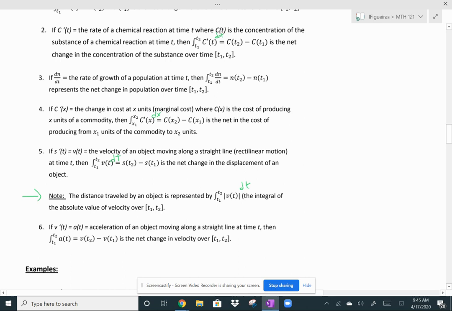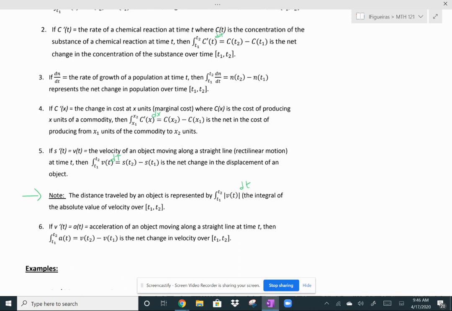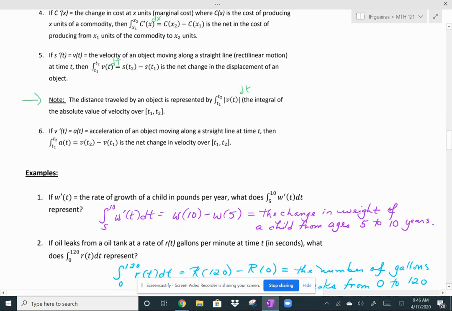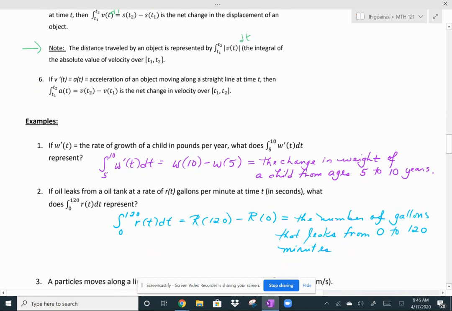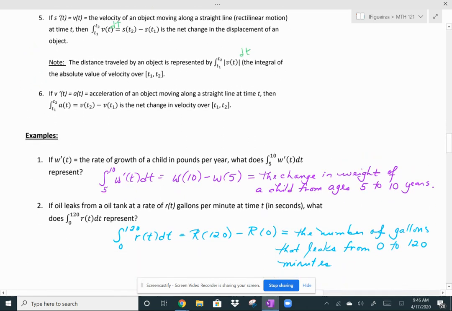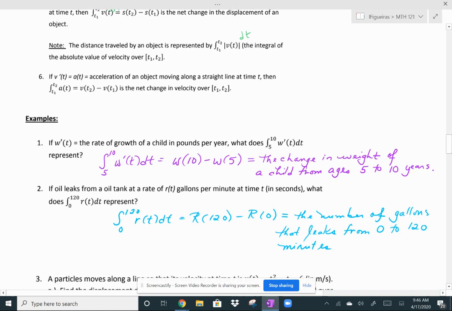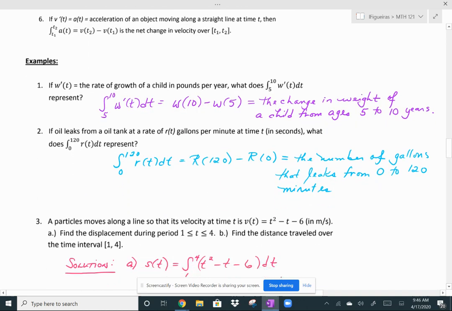Last one, if v prime of t is a of t, if the derivative of velocity is acceleration of an object at time t, then the integral from t1 to t2 of acceleration is v of t sub 2 minus v of t sub 1, which is the net change in velocity over that time interval. All right, so let's move on. Let's actually start practicing some of these types of problems.